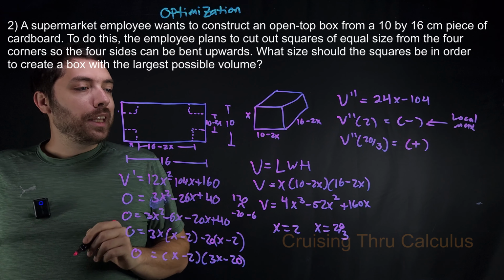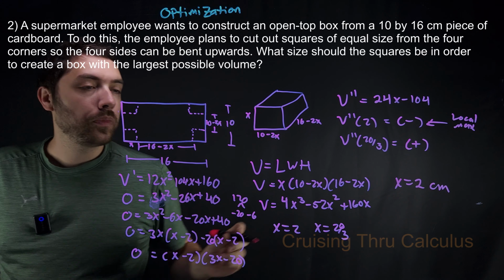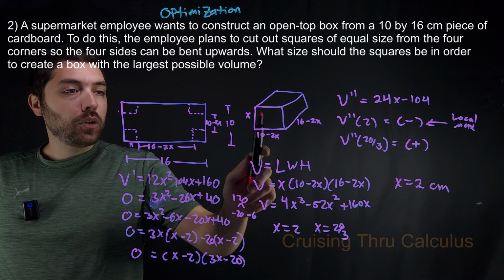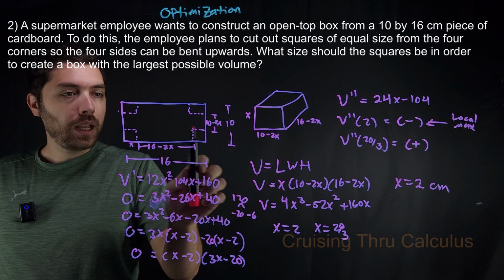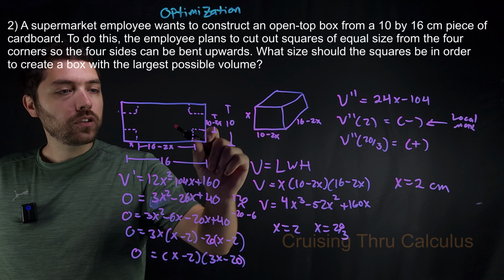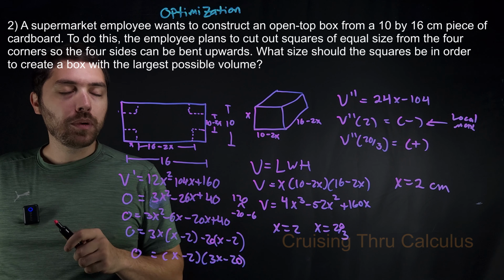So I now know what the answer is. The answer to this question is x equals 2. So in other words, if this employee does want to create a box that holds the most volume, and he's starting with a flat piece of cardboard, all he would have to do is cut off 2 centimeters from each side and then fold it up, and that'll give him the most volume.